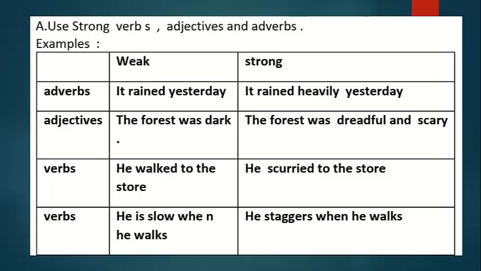Okay. Weak adjective: the forest was dark. Strong adjectives: the forest was dreadful, scary. Yes, so rather than saying simply dark, I said dreadful and scary. Strong adjective. Go ahead. Weak verbs: he walked to the store. Strong verbs: he scurried. Scurried.